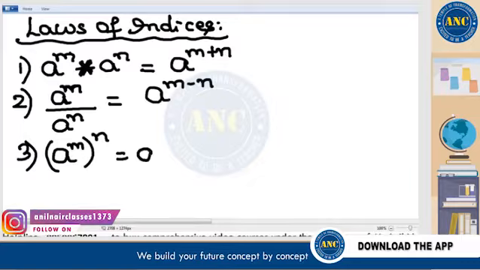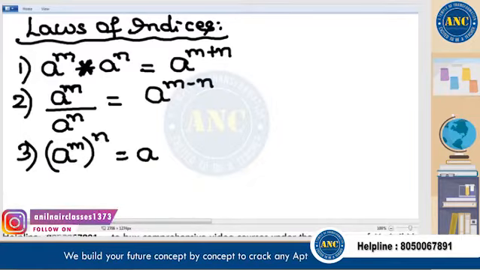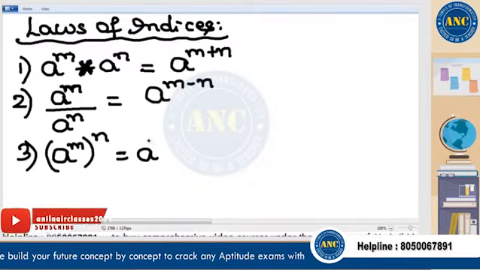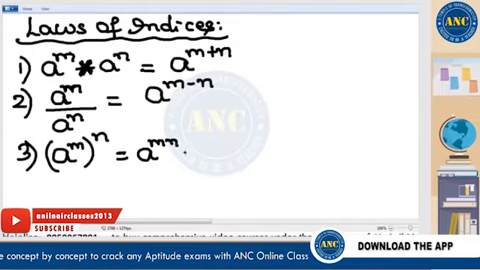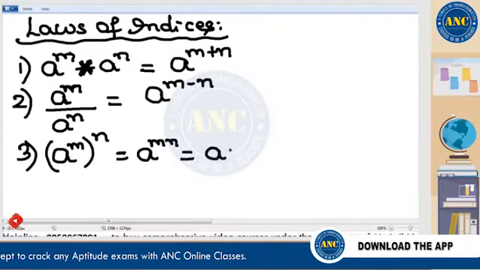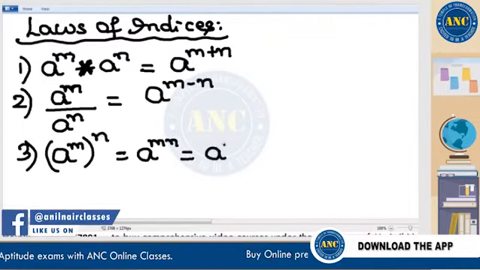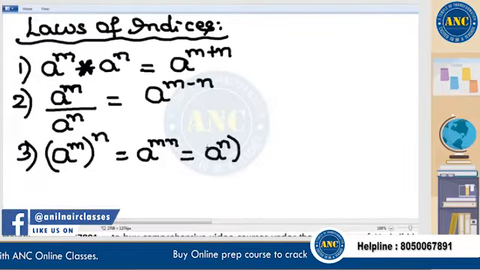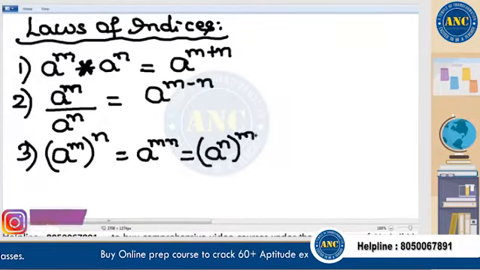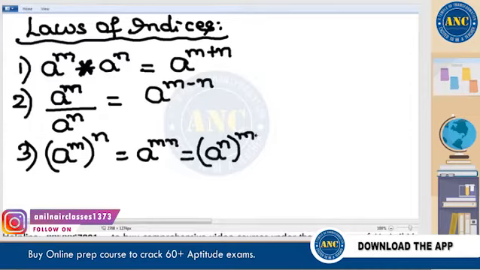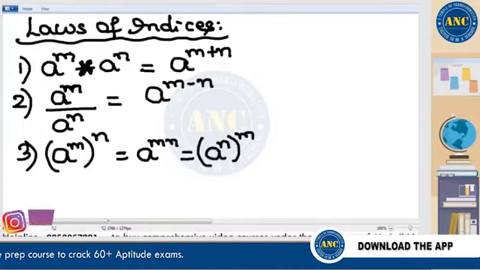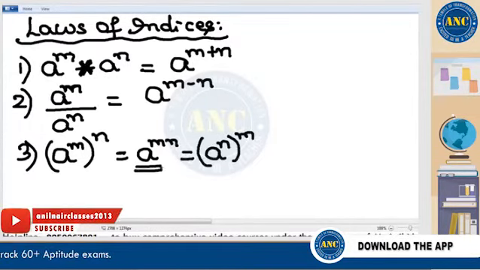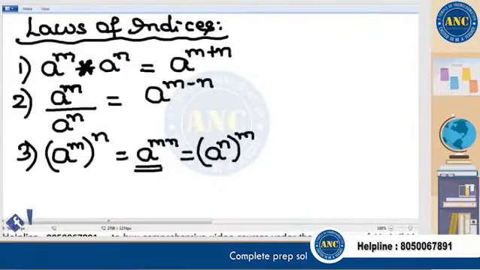This can also be written, if there are multiple powers, as the product of the powers. I can also write a power m whole power n as a power n whole power m, because this also gives me a power n into m, which is nothing but a power m into n. Both are absolutely the same, right? These are all things my students already know.